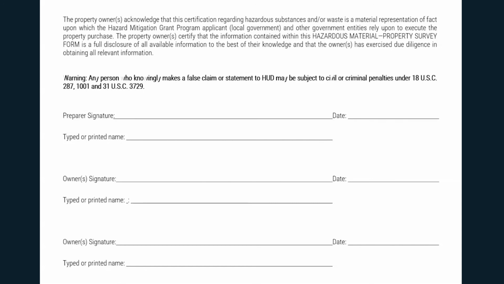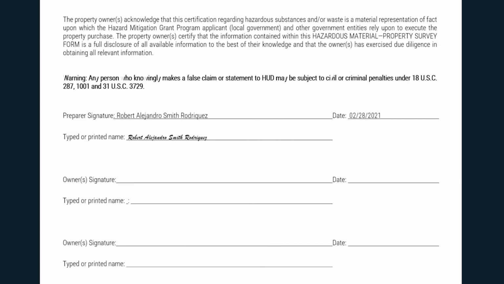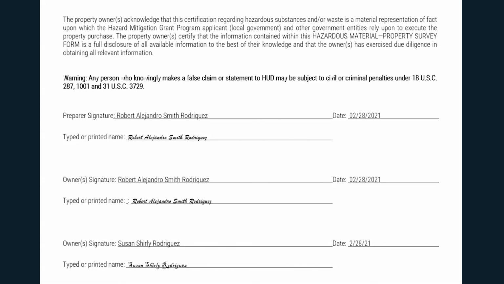Warning: any person who knowingly makes a false claim or statement to HUD may be subject to civil or criminal penalties under 18 U.S.C. 287, 1001 and 31 U.S.C. 3729. Finally, the homeowners should print their name, sign, and date the form acknowledging these certifications. If the form was prepared by someone other than the homeowner, they should also print, sign, and date.